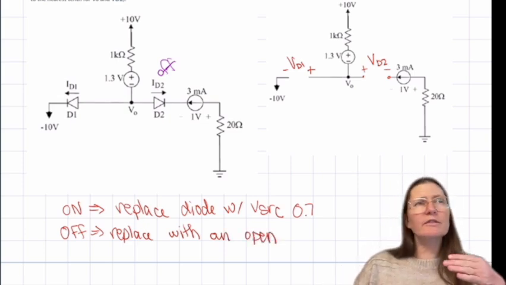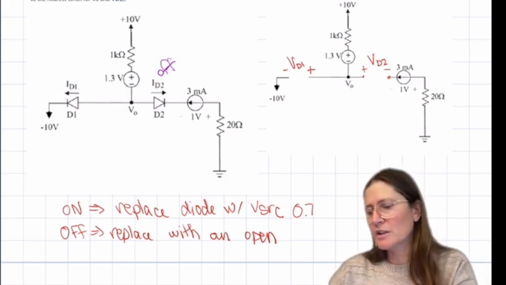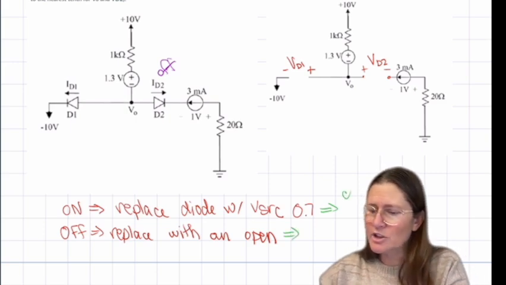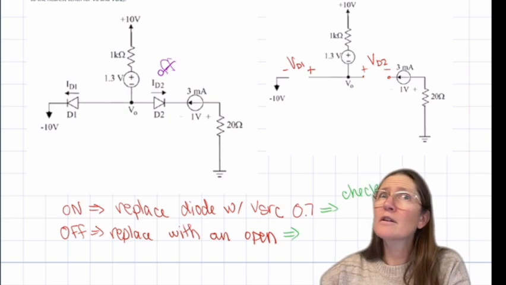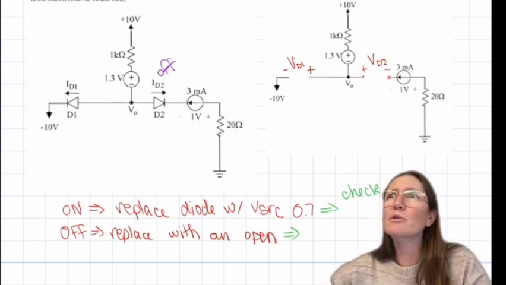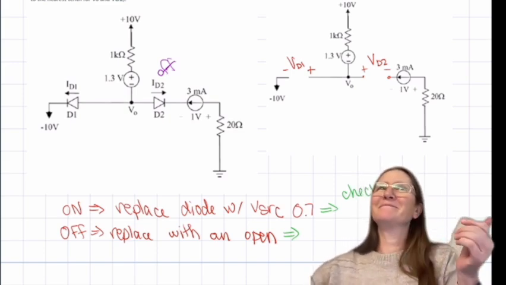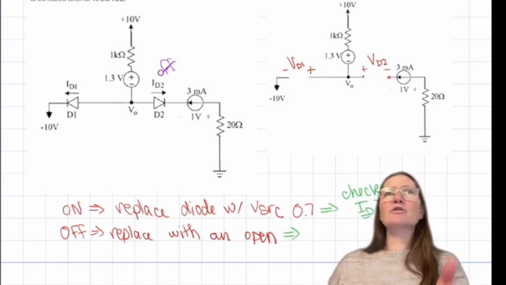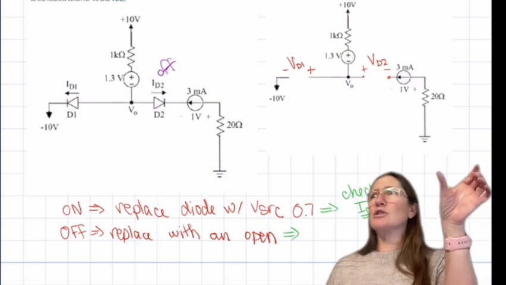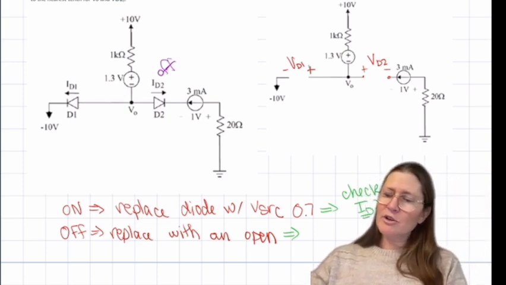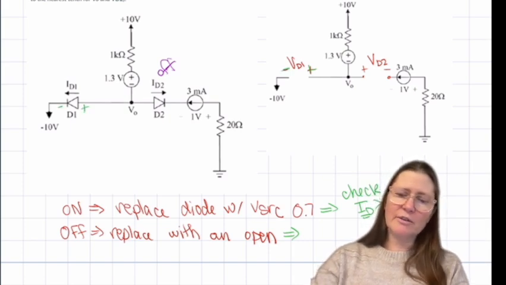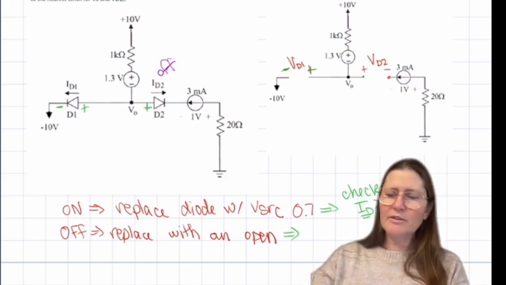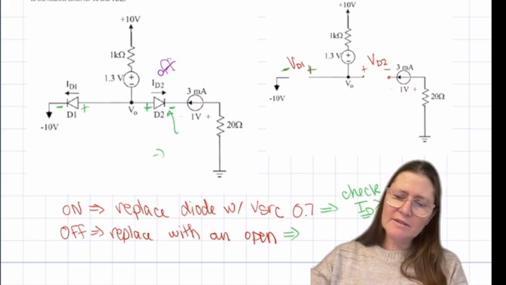So in either case, you're going to redraw the circuit, and then once you've solved that circuit, you need to do checks. So if it's on, you replaced it with a 0.7 volt voltage drop, and then you check what? Correct. You check that the current going through it is greater than 0. You need to make sure the current is going in the same direction as the diode. So when you redraw it, make sure you keep the polarity based on the polarity in the circuit. So this had a plus to minus. This is plus to minus. So remember, minus is always on the line side.